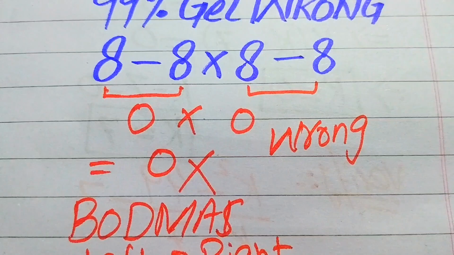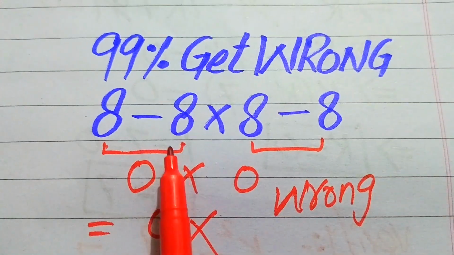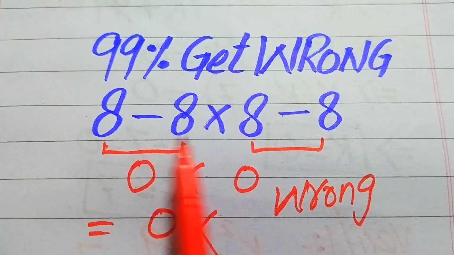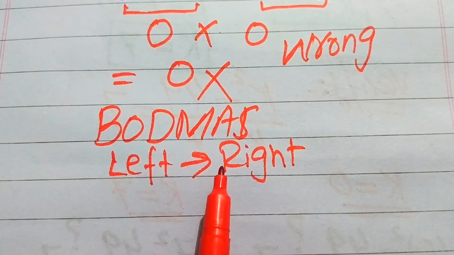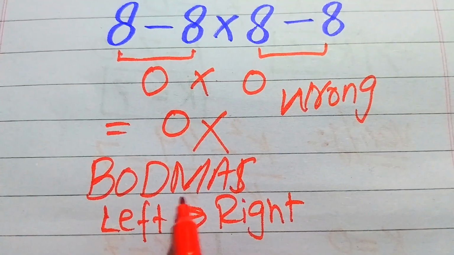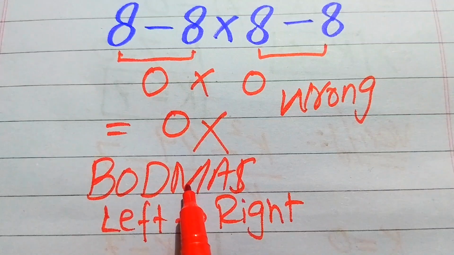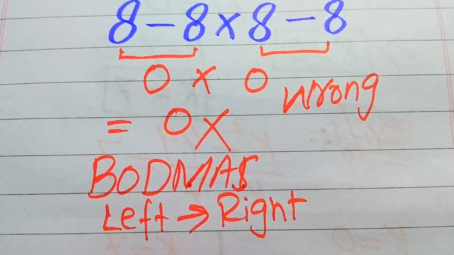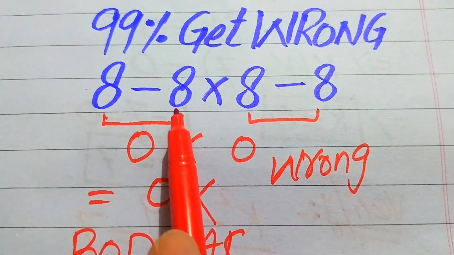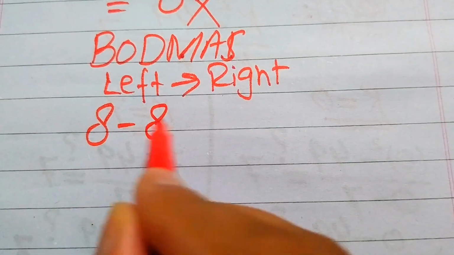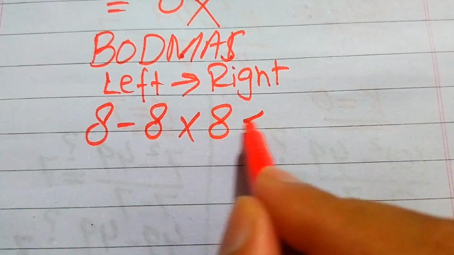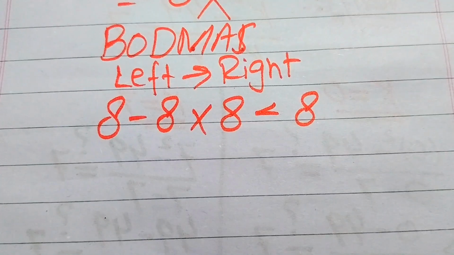It means that here you see there are two operations, subtraction and multiplication. According to this rule, the first priority is multiplication and the second priority is subtraction. So first we multiply these two values, and first we copy down the given question statement here. It is 8 minus 8 multiply 8 minus 8.